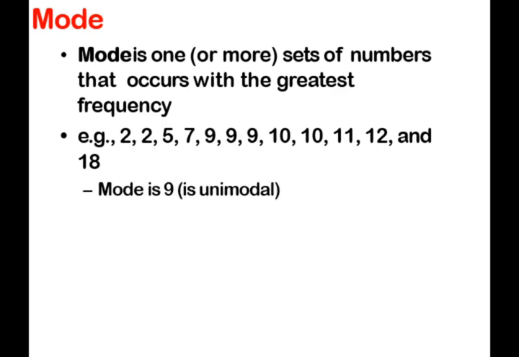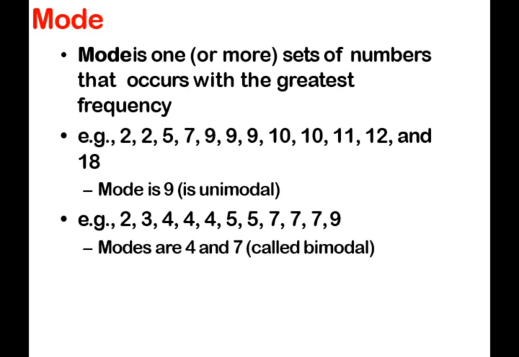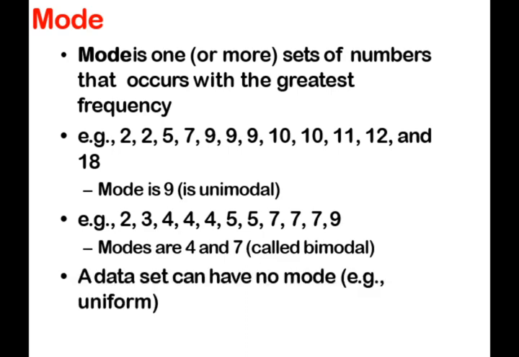And since 9 is the only number that has occurred 3 times, it is a unimodal data set because we have one mode in it. But if you have 2 modes, for example here, your mode is 4 and 7 because 4 and 7 occur 3 times each. We call this a bimodal data set. A data set can also have no modes. It can be a uniform data set.